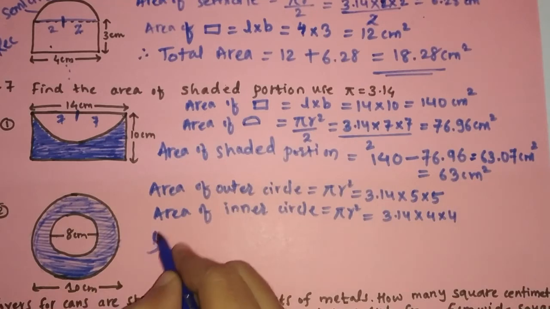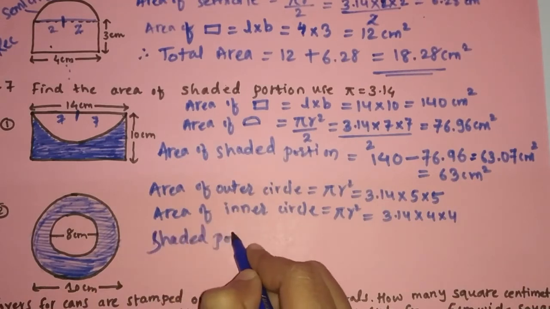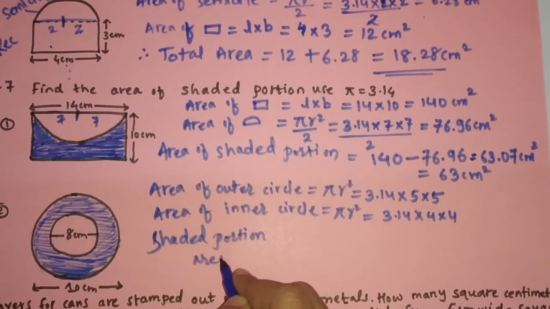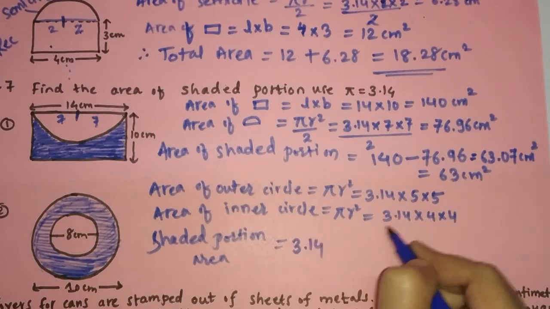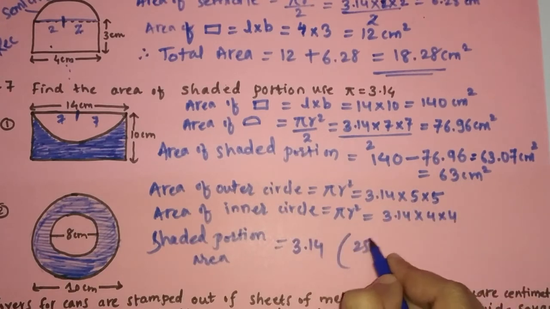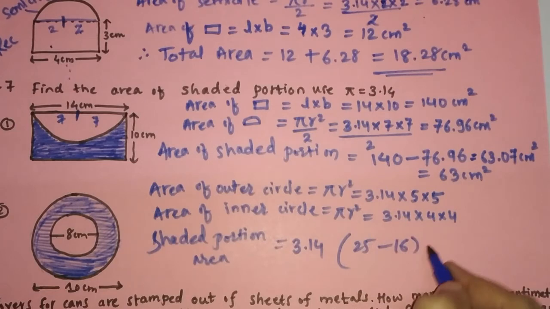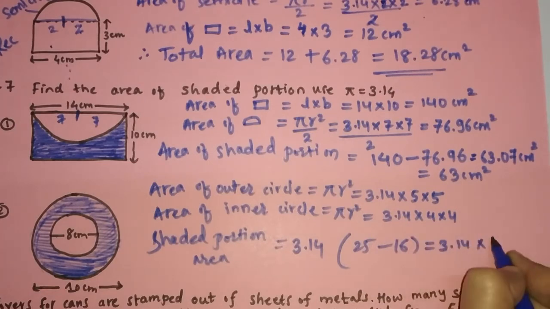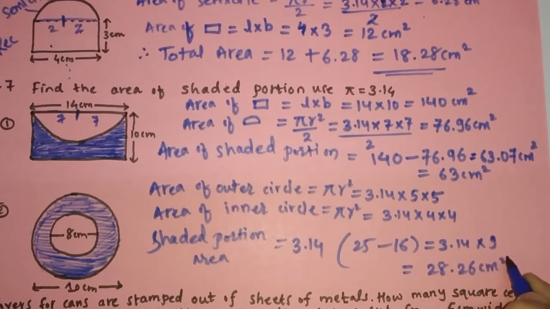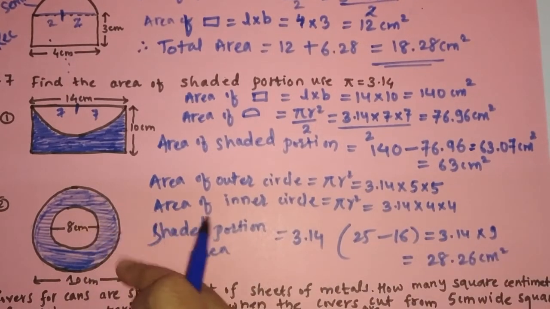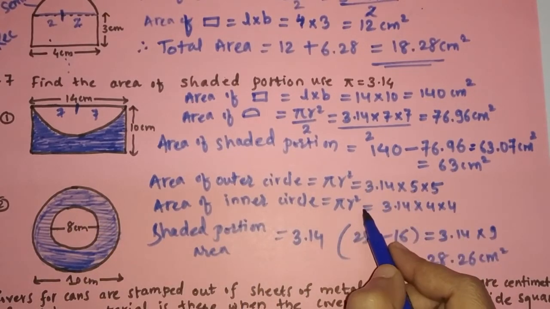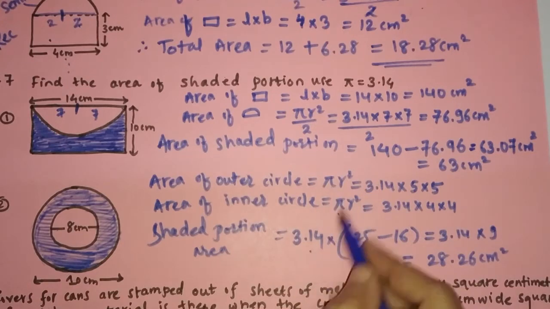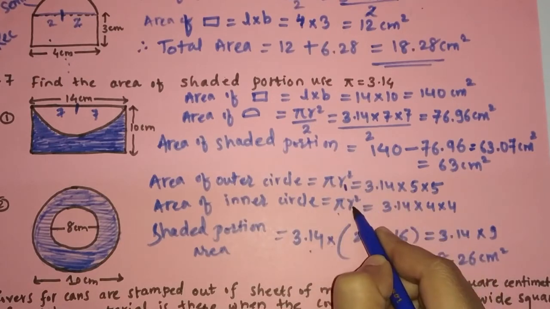So the shaded portion area we want to find out is equal to, we have to subtract them. Here, 3.14 is common, and in the bracket we'll write 5 5s are 25 minus 4 4s are 16. So just 3.14 into 9. So we'll get 28.26 centimeters square. If you see carefully, these are concentric circles. So outer circle area minus inner circle area, and pi is common, and in r square, this one will give 1, this will give 2.